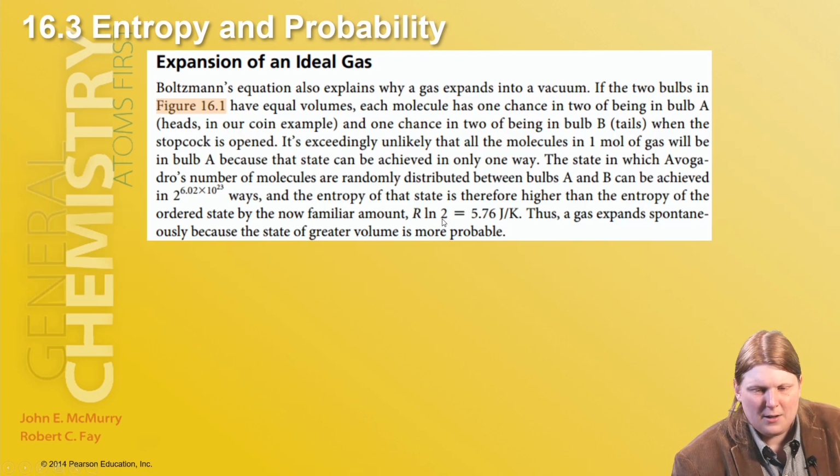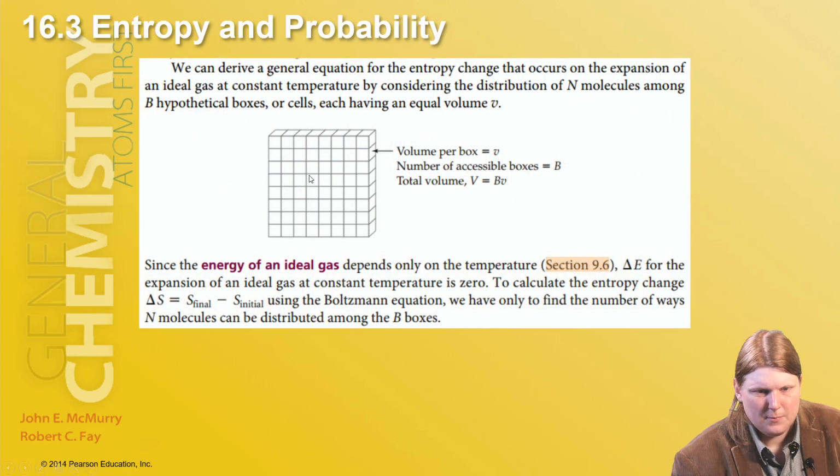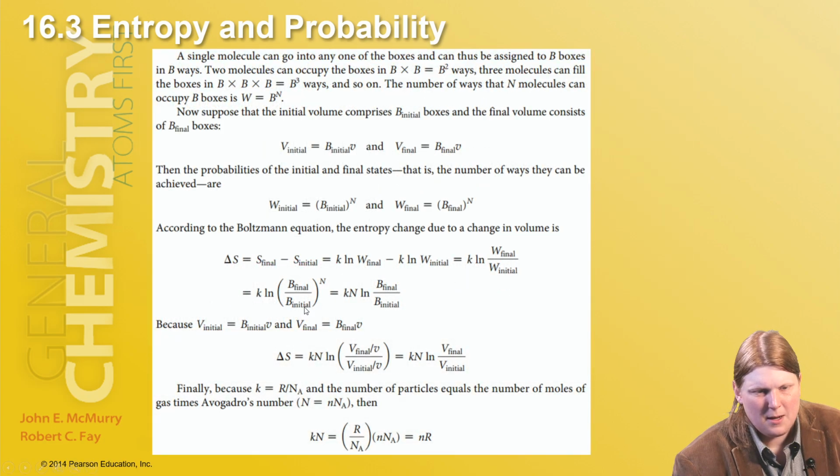So they're able to calculate this and show that the gas expands spontaneously because the state of greater volume is more probable. And they think about a general equation for this, breaking this up into boxes and then applying a final minus initial state in order to calculate the different ways that the molecules could be distributed over a box. Again, I'm not going to worry too much about this derivation process here.